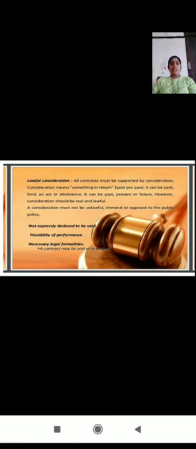Okay, and the last one is necessary legal formalities. Necessary legal formalities means every contract must fulfill the legal formalities, whether it is oral or written documents, whatever it may be. It must create legal formalities, and then only it becomes a valid one. So these are the 10 essentials of a valid contract.